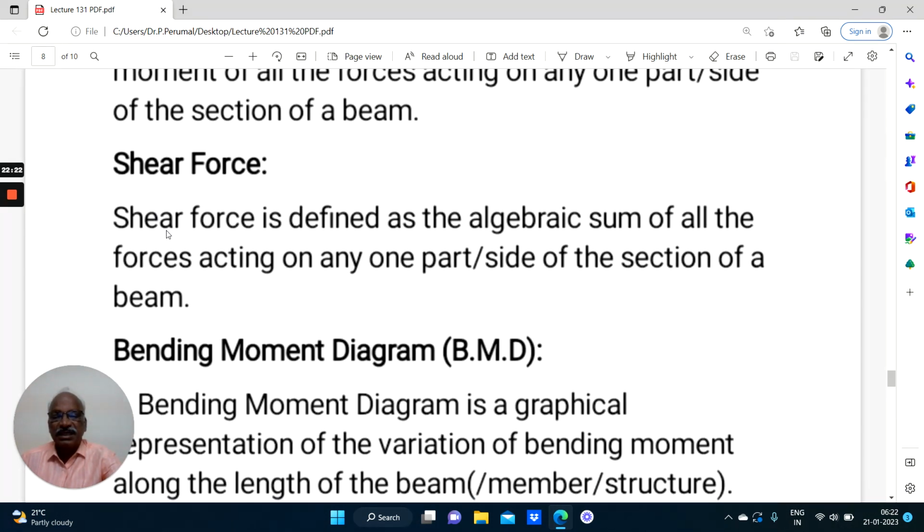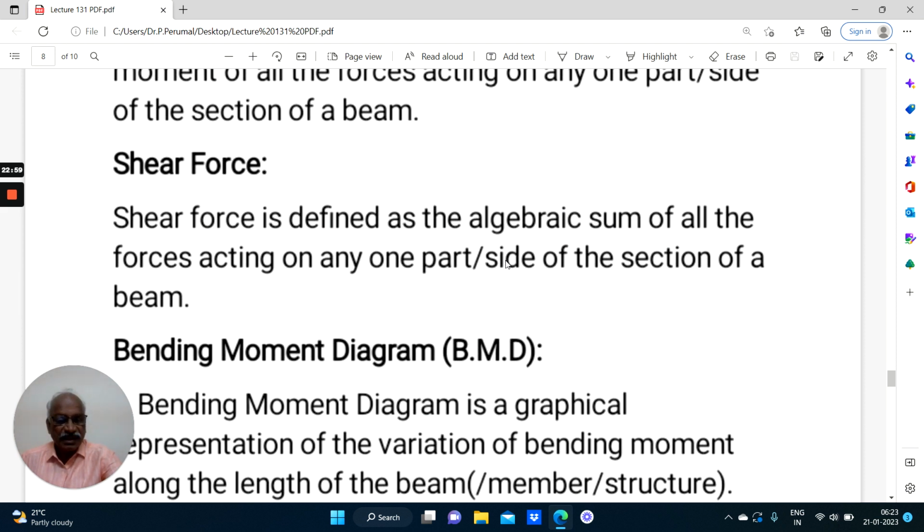Similarly, shear force is defined as the algebraic sum of all the forces acting on any one part. Suppose the beam is horizontal, then we have to consider the vertical forces. If a force is inclined, we will be resolving it in the vertical direction and horizontal direction. General definition, if it is a horizontal beam, all the vertical forces acting on any one part or one side.